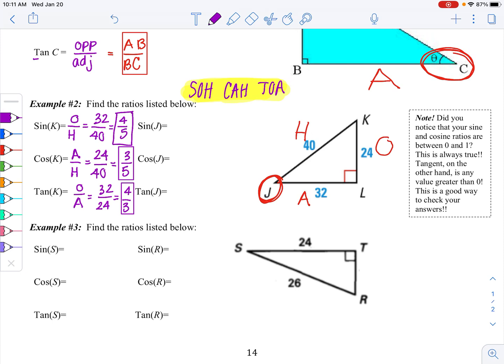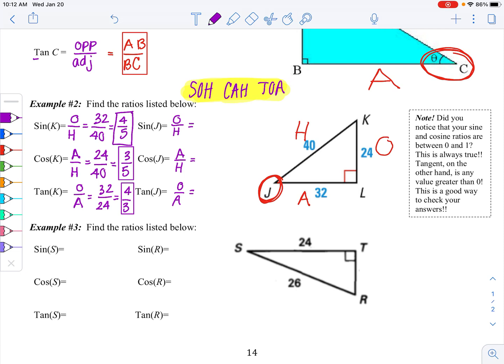Same thing. Sine is O over H. Cosine is A over H. And tangent is O over A. I got that just from SOHCAHTOA. Please pause the video really fast and see if you can fill in these ratios.